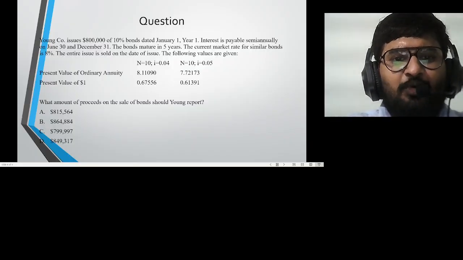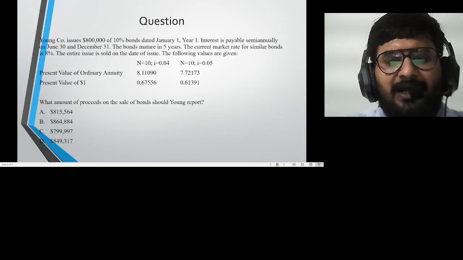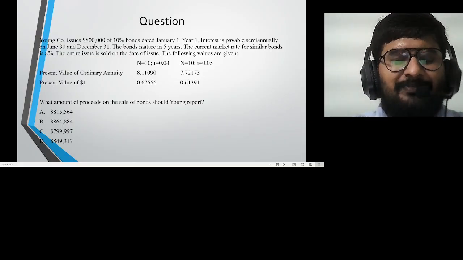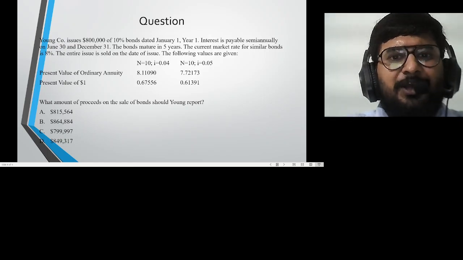Entire issue is sold on the date of the issue. Following values are given: N equals 10, I equals 0.04, and N equals 10, I equals 0.05. And present value is given. Now understand, whenever the payment is made semi-annually, what do we do?